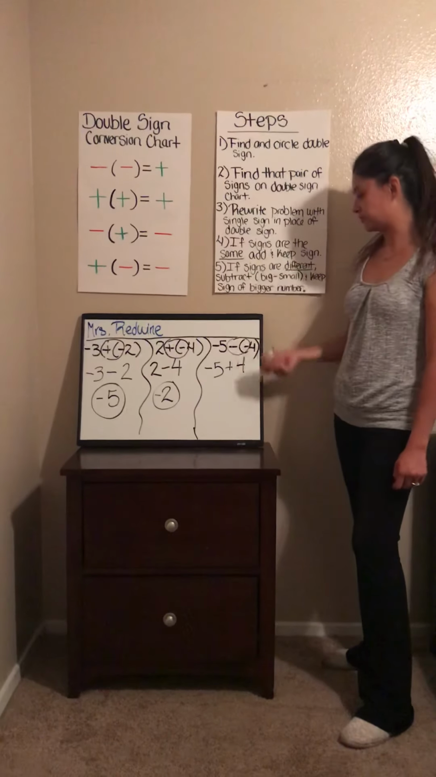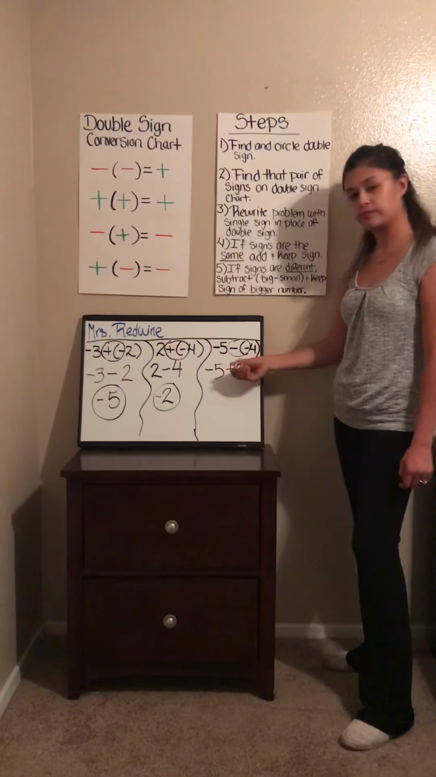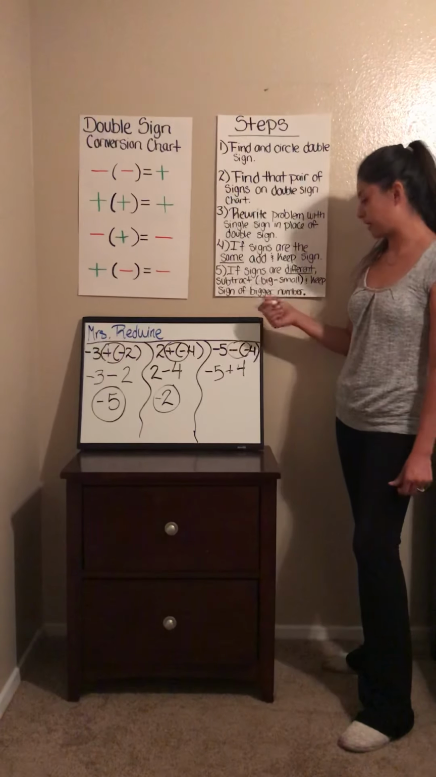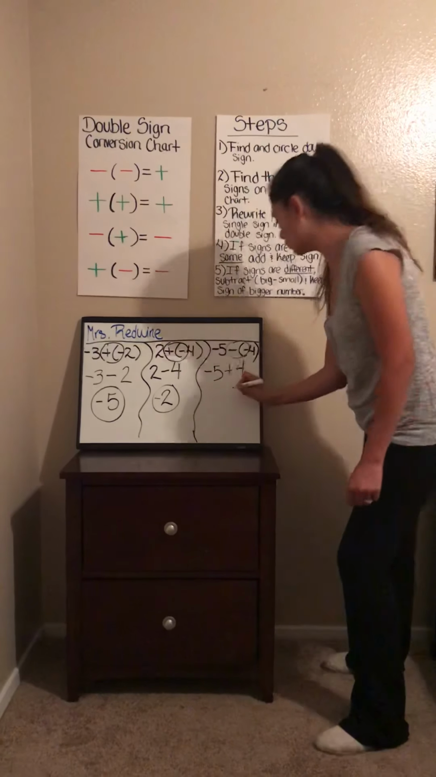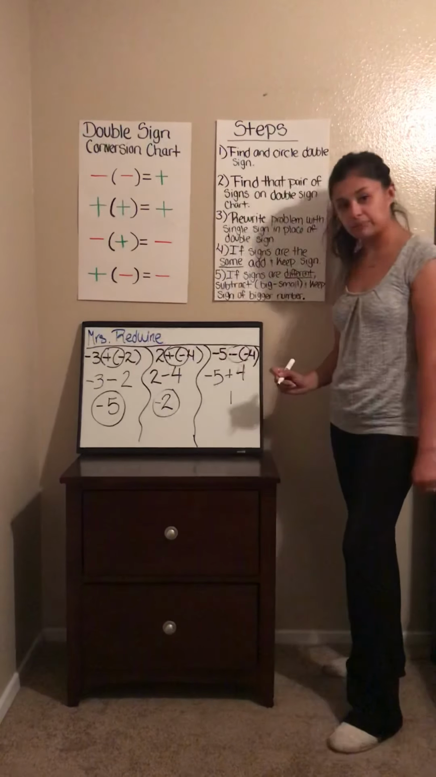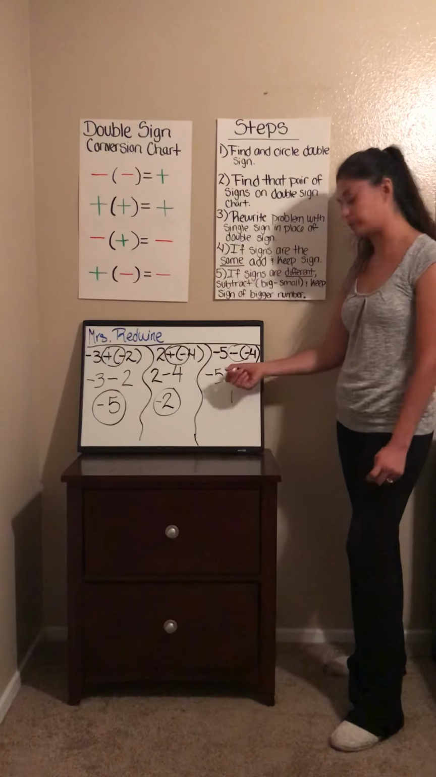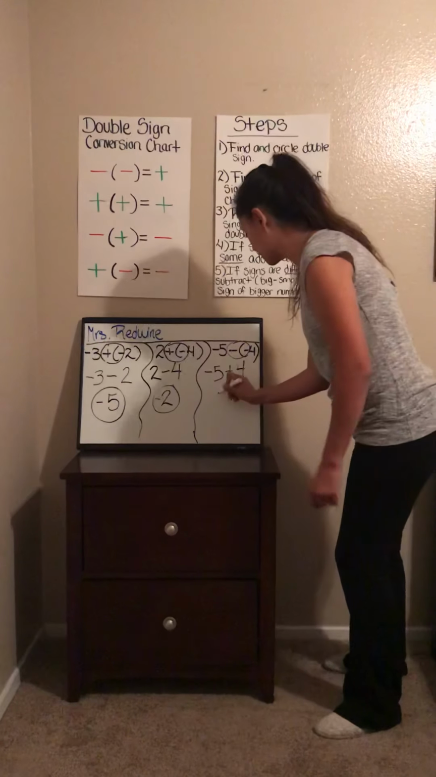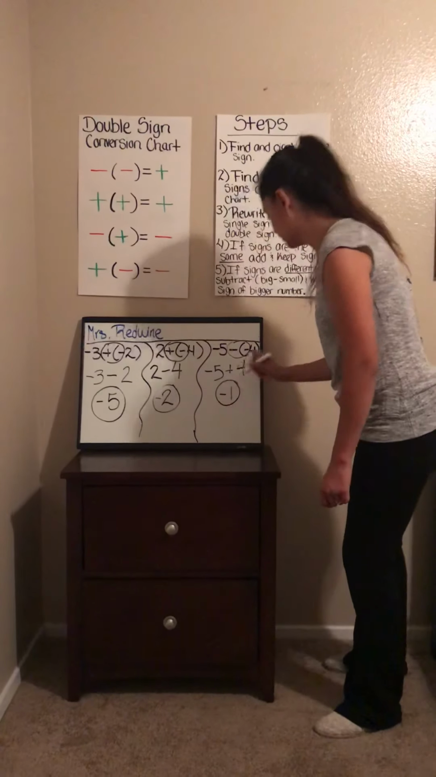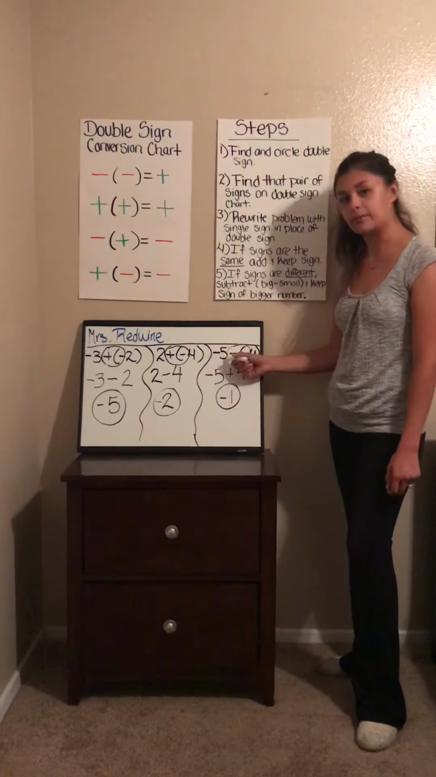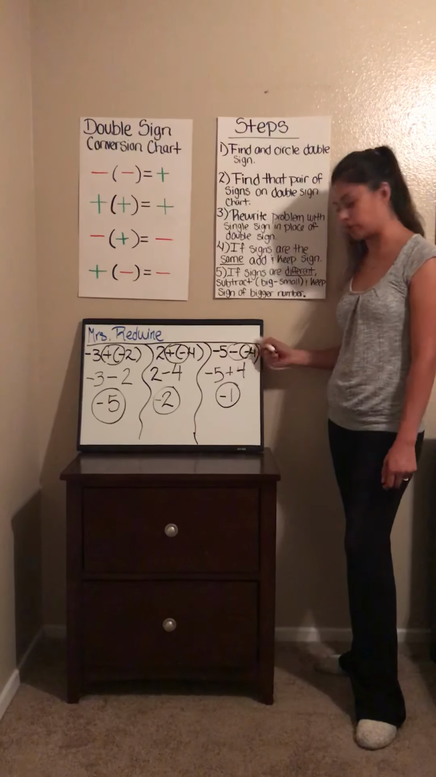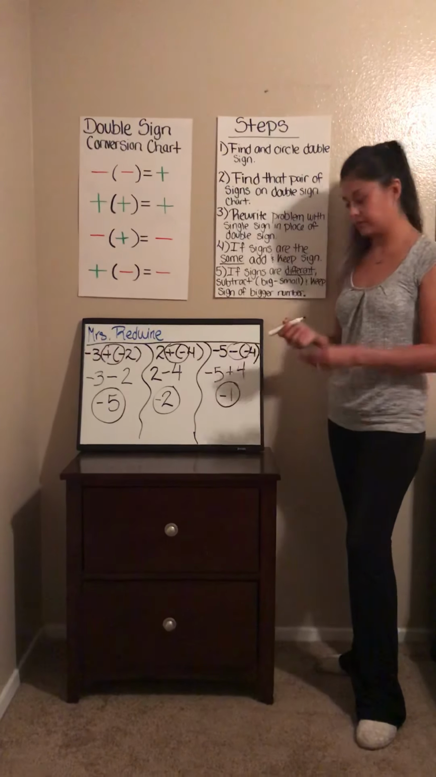If the signs are different, so they are different, we have a negative and a positive, we have to subtract the bigger from the smaller. So 4 minus 5 is 1, and then we're going to keep the sign of the larger number. So the 5 is larger than 4, so it's going to be negative 1. So we have here negative 5 minus negative 4 is negative 1.